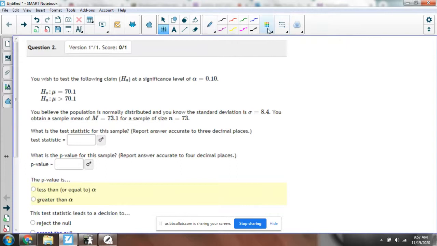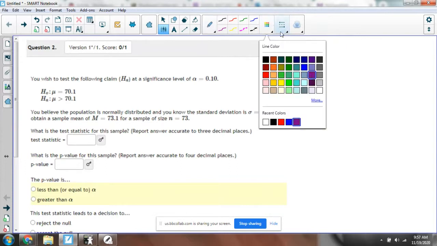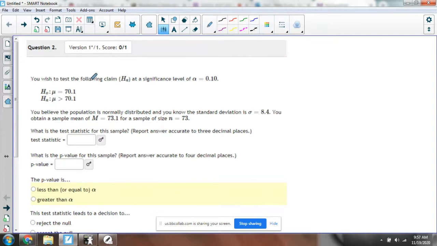The first couple don't really give you any kind of context. They just give you a generic null hypothesis and an alternative hypothesis. So this says you wish to test the following alternative hypothesis at a significance level of 0.10. That's how good we have to be. We have to be 90% confident, which means 10% not confident.